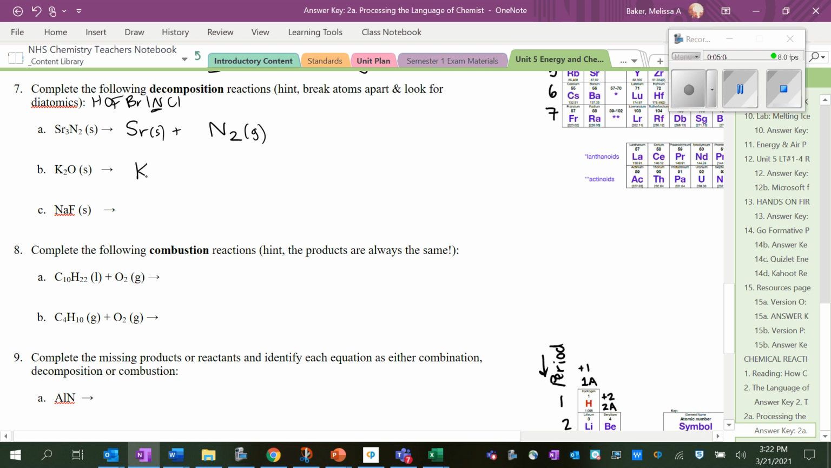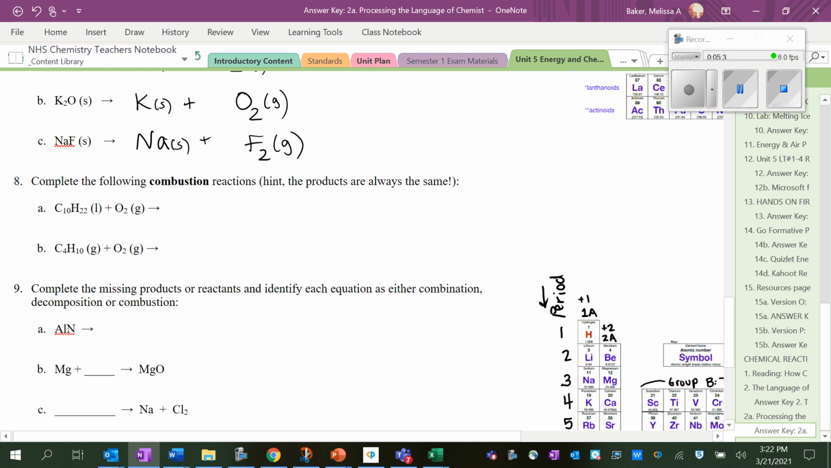And then K2O would break apart into K plus O. K would get an S for solid. O gets a 2 because it is in Hofbrinkel. And the last one, Na plus F. When they break apart, Na is a metal, and F gets a 2. It's in Hofbrinkel, and we label that with a G.